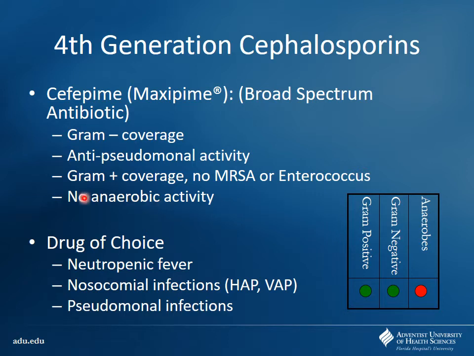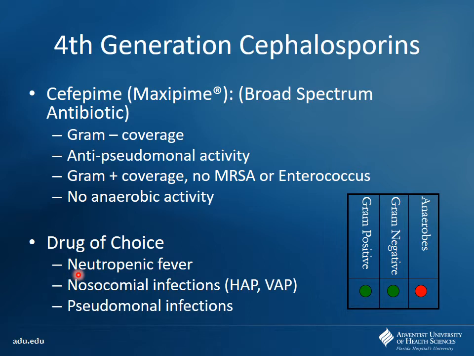So you can think about this drug, cefepime, as being similar to Zosyn, which we saw back in the penicillins, because they both have pseudomonal coverage, but the big difference is going to be their anaerobic activity. Zosyn will cover anaerobes, cefepime will not. And so we typically like to use cefepime because it has a little bit more narrow spectrum than Zosyn, and so sometimes you'll see a lot of people jump to Zosyn.